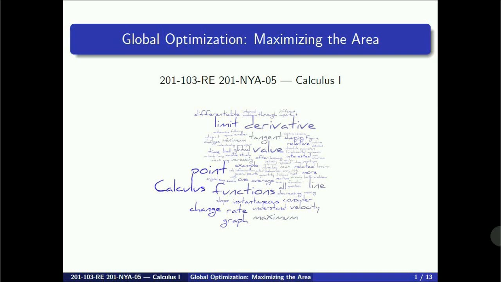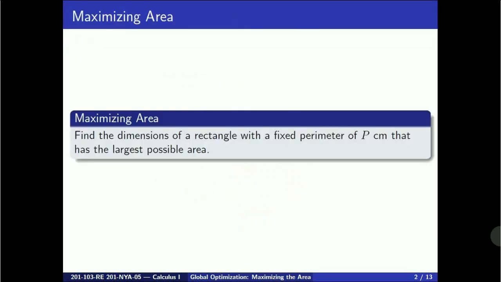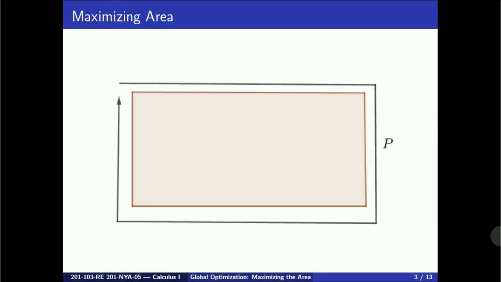Hi, in this video we look at a problem in geometry that is solved using the closed interval method. The problem is the following. Find the dimensions of a rectangle with a fixed perimeter of p centimeters that has the largest possible area. The figure shows a rectangle with a perimeter of p.